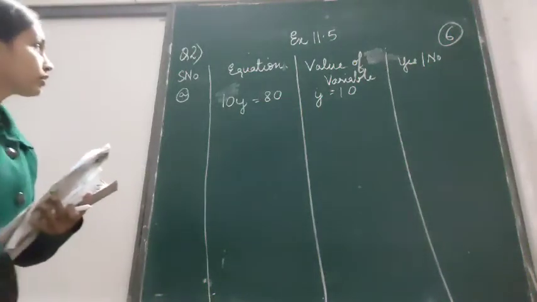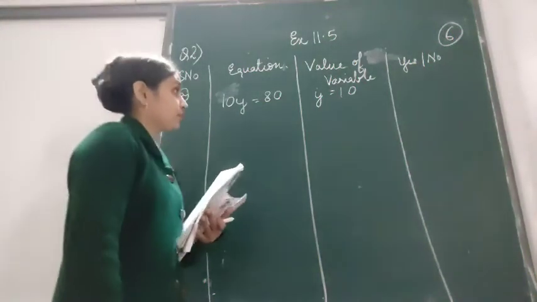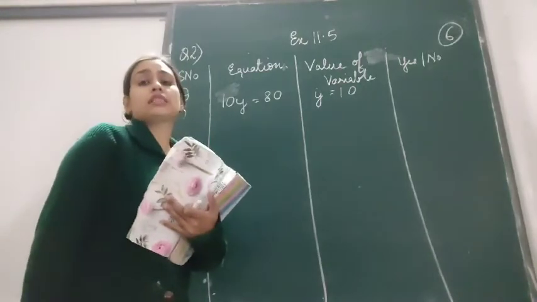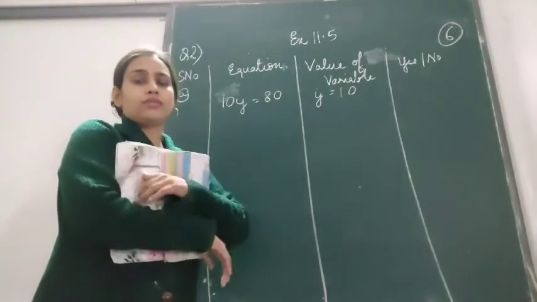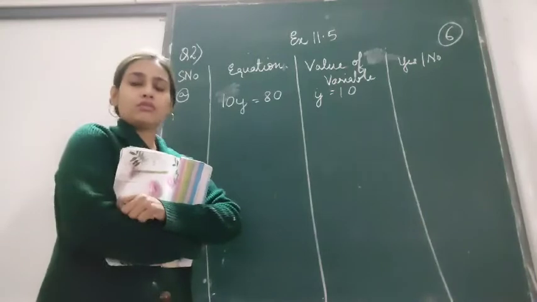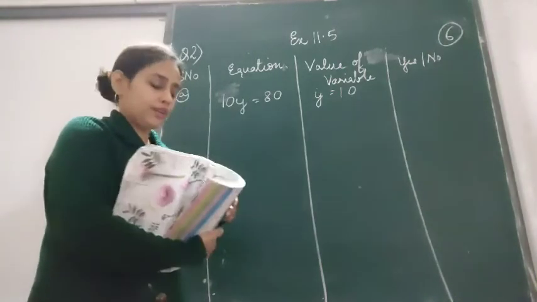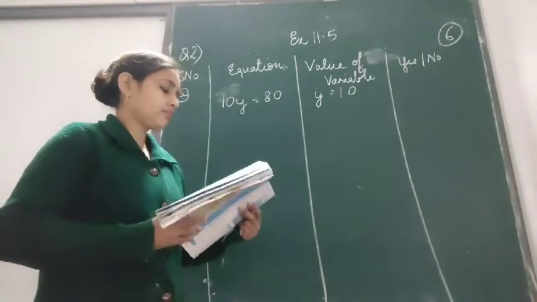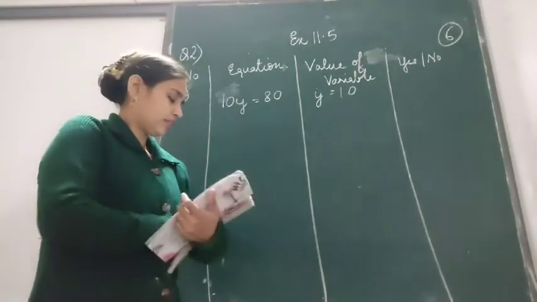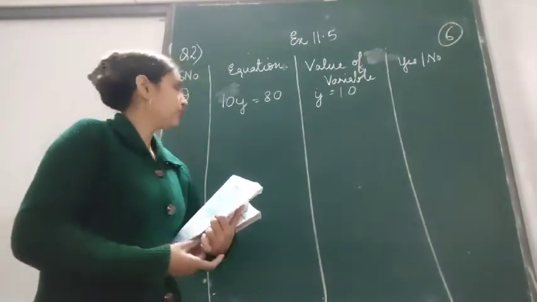Children, we are starting with question number 2 of exercise 11.5. This is complete the table. Either you can do it in the book, most welcome, or if you want to do it in the copy, you can do it in the copy. So you can decide for yourself where you want to write.